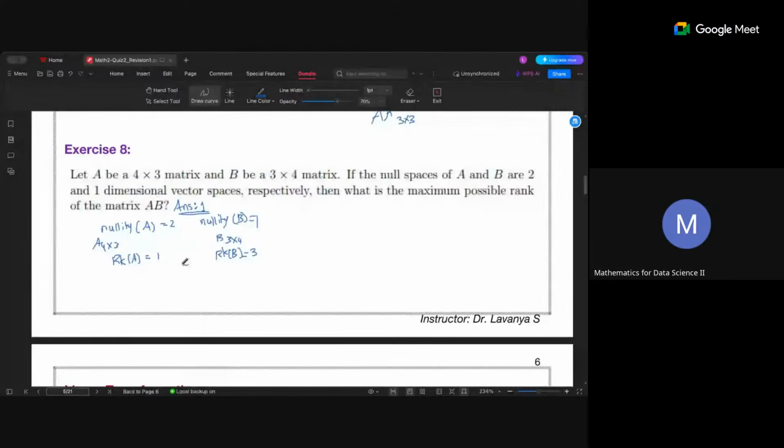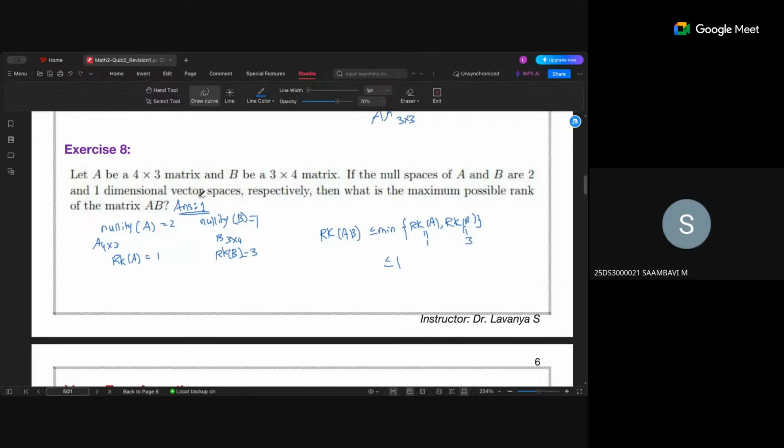See, here again we are using the property that rank of AB is less than or equal to the minimum of rank of A, rank of B. Here, what is rank of A? It is 1 and rank of B is 3. So the minimum value is 1. So rank of AB is less than or equal to 1. So the maximum possible value is 1. Got it? Yes, ma'am. Thank you, ma'am.